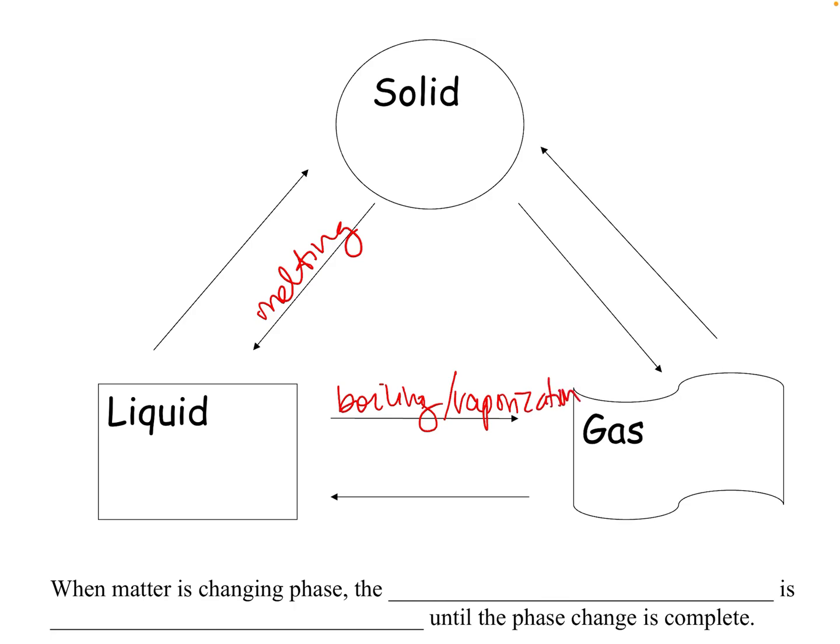Then there's another one, which is solid straight to gas, which we'll talk about later. This is called sublimation. Okay, stay tuned for more on that. When you have a gas going back to a liquid, this is called condensation. When you have a liquid going to a solid, this is called freezing. Sometimes it's called solidification. And when you have a gas going to a solid, that's called deposition.